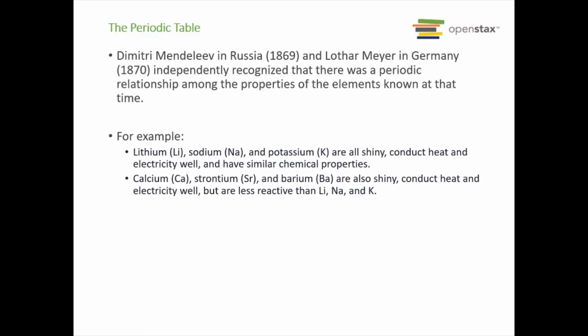So Dmitri Mendeleev in 1869 in Russia and Lothar Meyer in Germany in 1870 independently recognized that there is a periodic relationship among the properties of the elements known at that time. For example, it was noted that lithium, sodium, and potassium were shiny, conducted heat and electricity, and had similar properties. And then calcium, strontium, and barium were also shiny and conducted heat and electricity, but less so than lithium, sodium, and potassium.